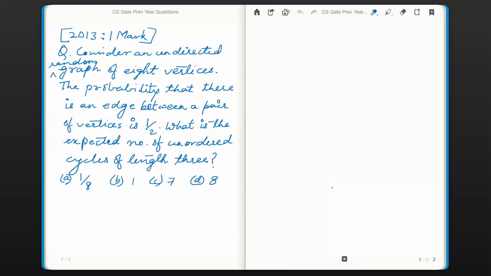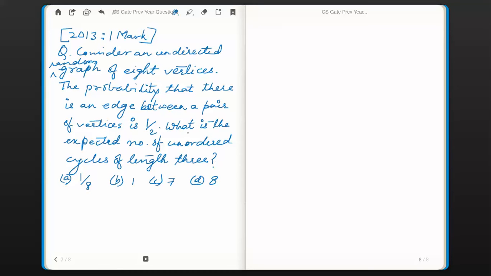Hello students, today we are going to look into this graph theory problem, and it was asked in the year 2013 and the marks allotted was 1. Now let me read this question for you. Consider an undirected random graph of 8 vertices. The probability that there is an edge between a pair of vertices is half. What is the expected number of unordered cycles of length 3?